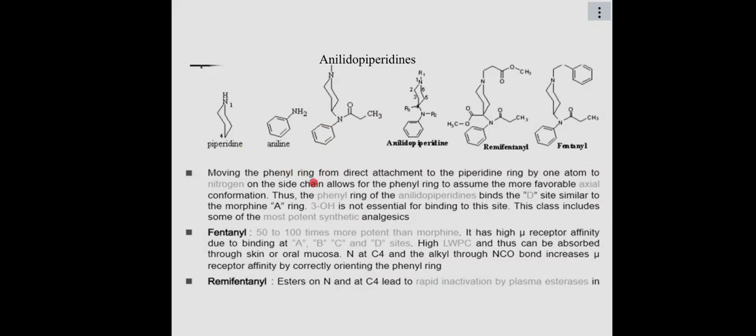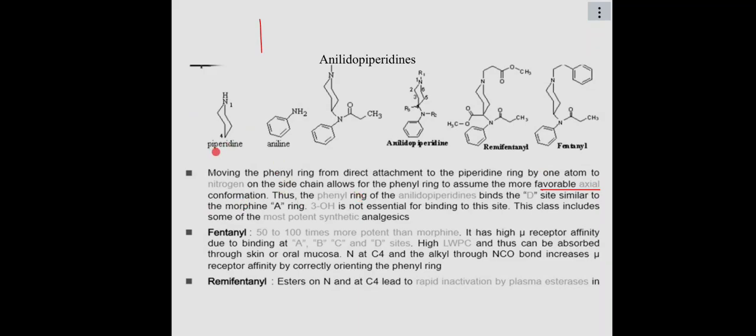So moving the phenyl ring from the direct attachment to the piperidine ring by one atom to nitrogen on the side chain allows for the phenyl ring to assume the more favorable axial conformation. Remember, we had said that the phenyl ring should be axial in relationship to the other compounds.